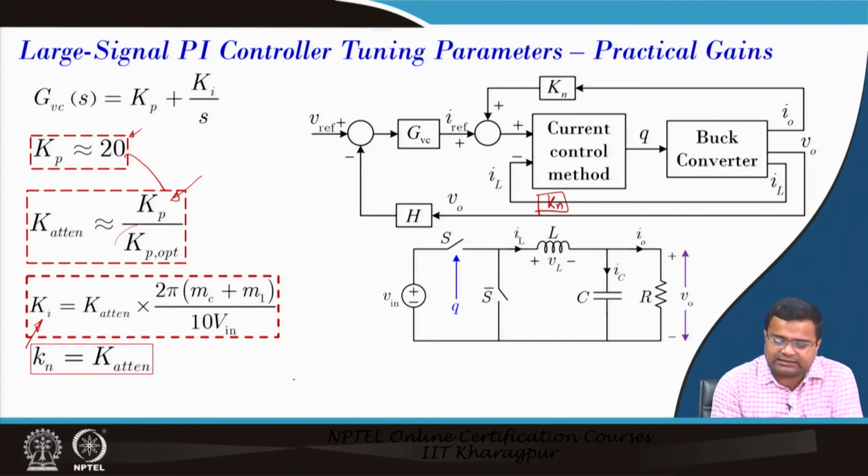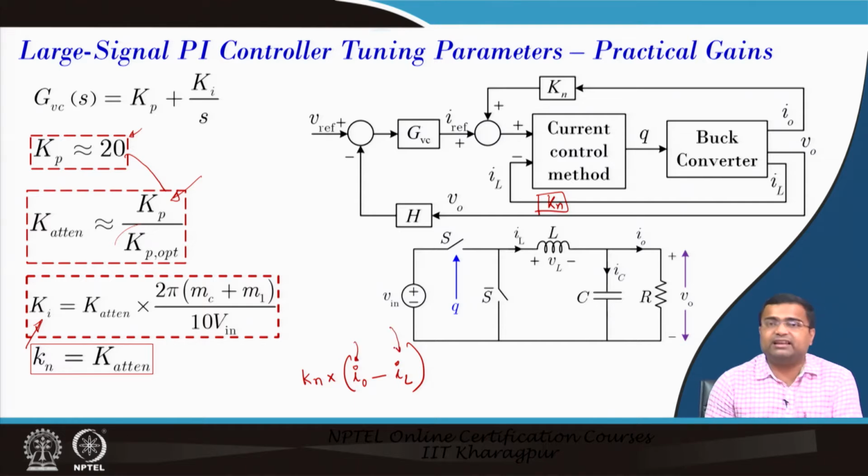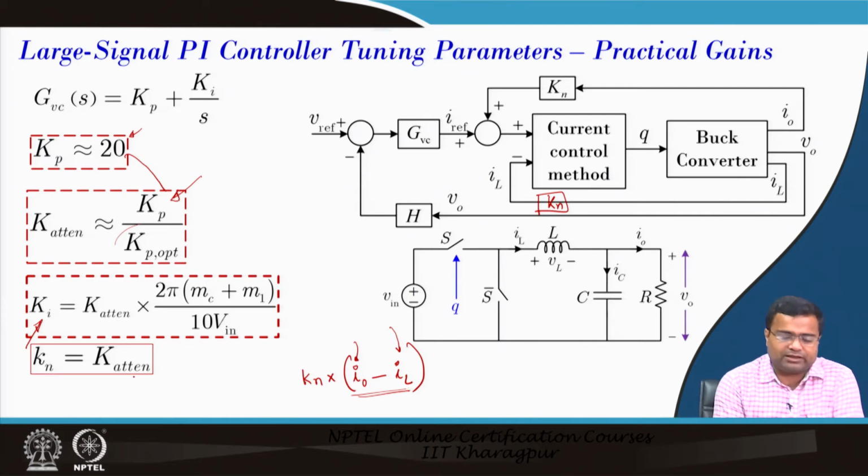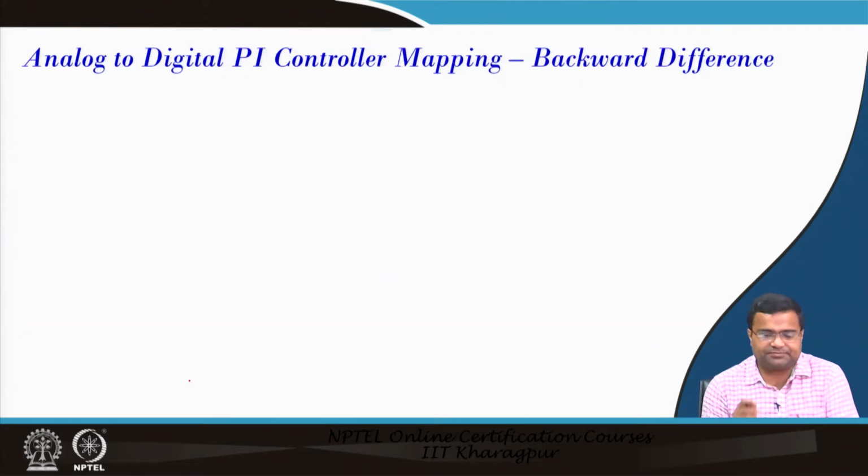That means this Kn will come as Kn times I0 minus IL. So, if we reduce the gain, we have to reduce both the gain of the I0 as well as the inductor current. Both the inductor current and the load current will be at the same scale because it is a buck converter: the average inductor current is equal to the average load current. We have discussed that under sigma equal to 0, we can always normalize the switching surface.